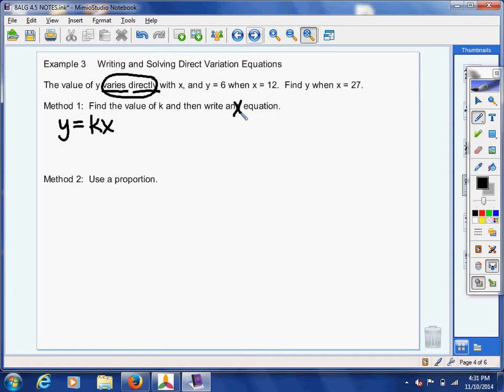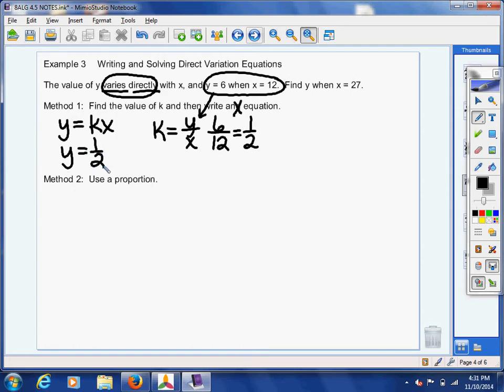The first thing we need to do in this particular method is figure out what k is. In the last video, I showed you the easiest way to find k, and that is to use your ratio y over x. If you take your given information and plug it into y over x, we're going to have 6 over 12, which reduces to 1/2. Now that we know what k is, we can write our equation: y equals 1/2 x.